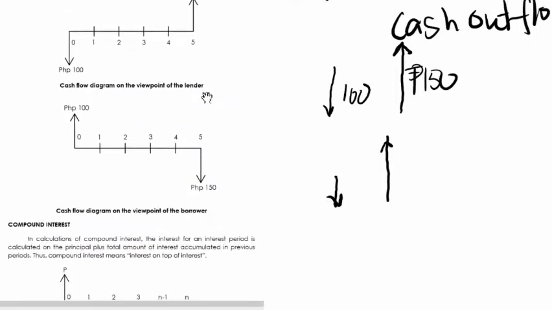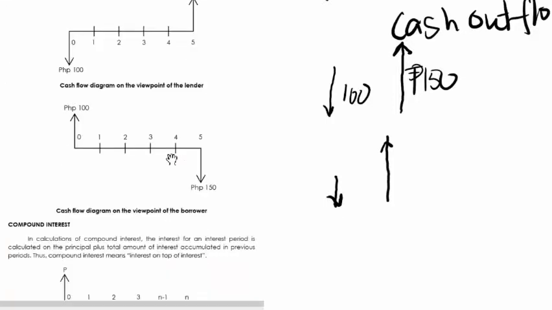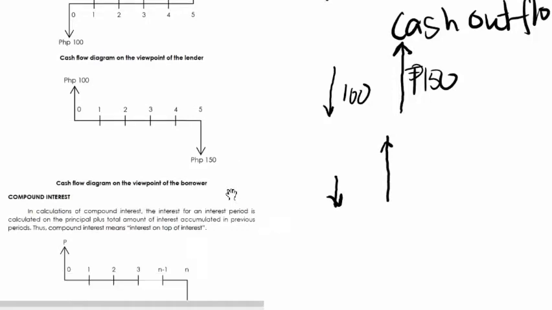So, how about the viewpoint of the borrower? So, syempre ni borrower, nakaawat iso na iti 100 pesos. So, that's why the direction here is upward. And then, after 5 years, she or he needs to pay it at the rate of 10%. So, na bimma ba DJ direction na nag disbursement. So that is the viewpoint of the borrower.